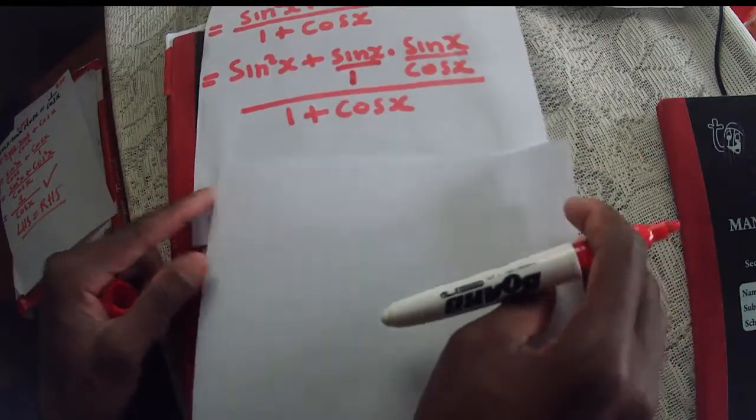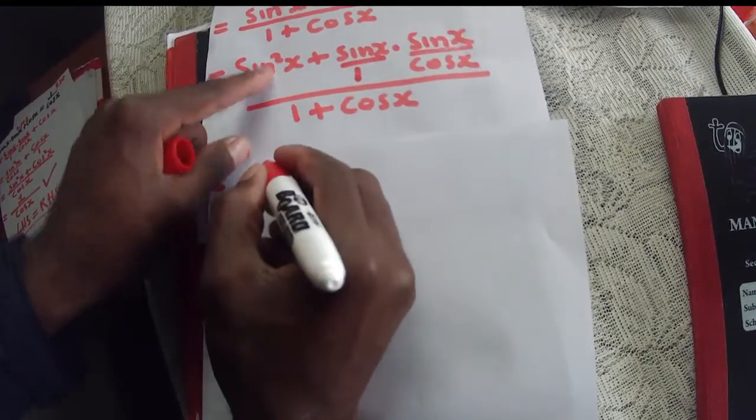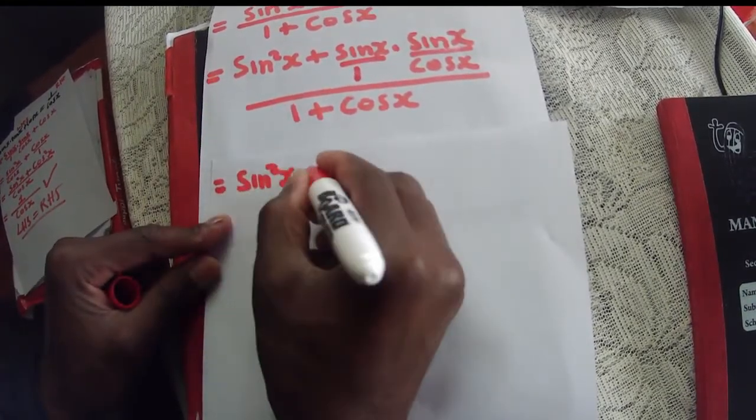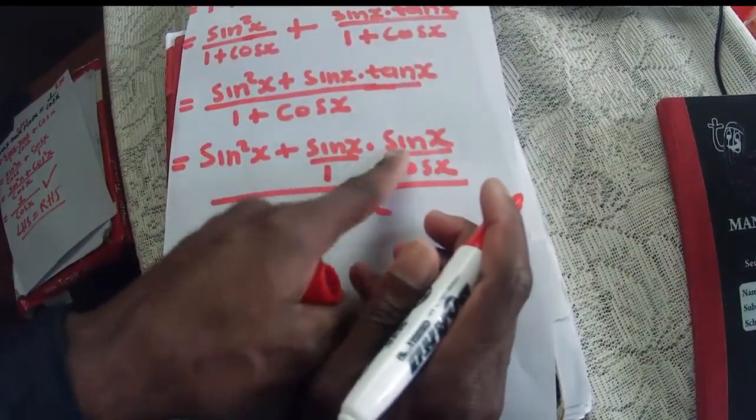I'm going to continue everything right on this paper. Let us copy down the sine squared x, sine squared x plus. Since here we have a fraction, let us go ahead and multiply.